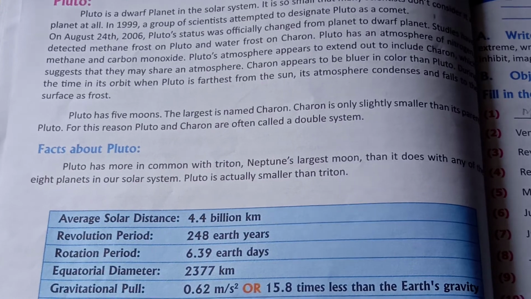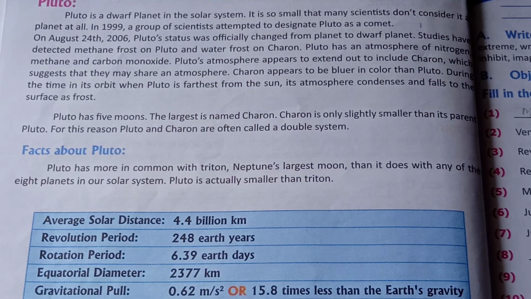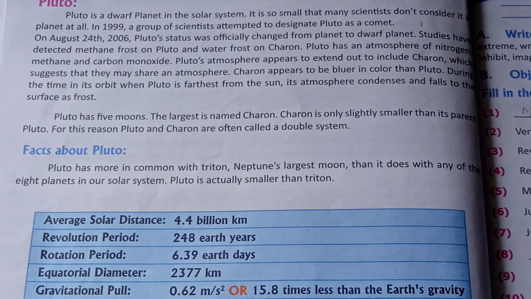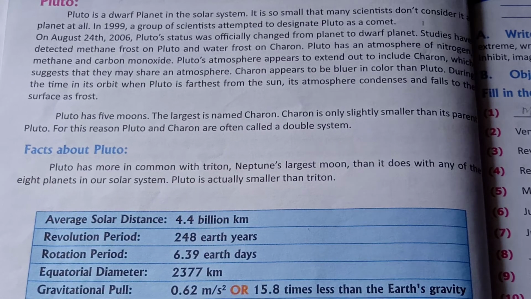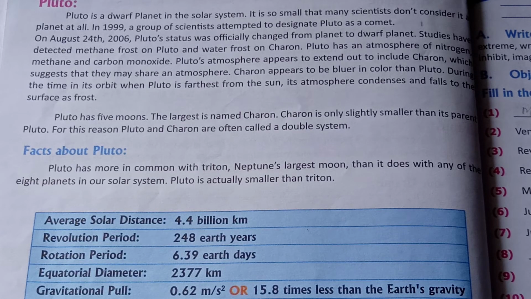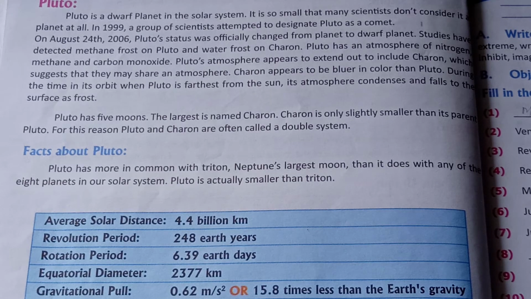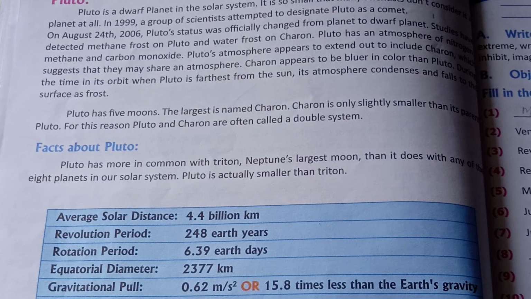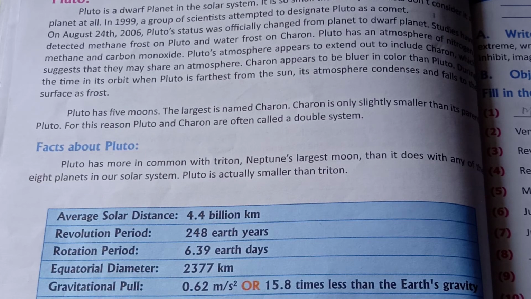Pluto's atmosphere appeared to extend out to include Charon, which suggests that they may share an atmosphere. Pluto has 5 moons. Now the facts about Pluto: the distance from the Sun is 4.4 billion kilometers, revolution period is 248 Earth years, rotation is 6.39 Earth days, distance from equator 2377 kilometers, gravitational force is 15.8 times less than the Earth's gravity.